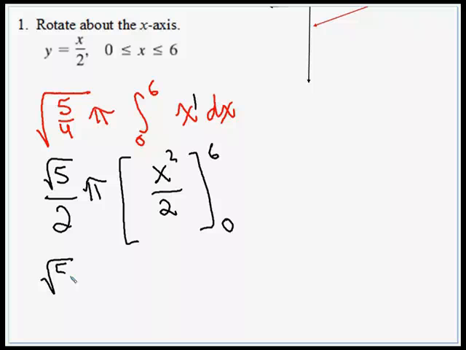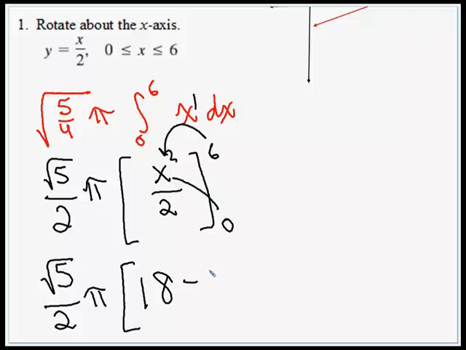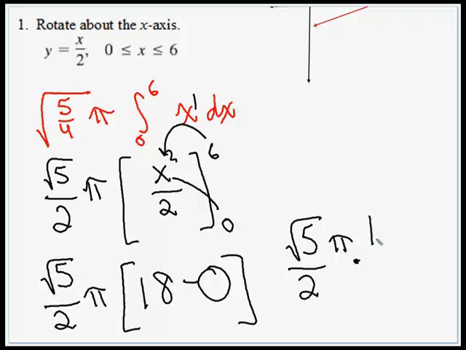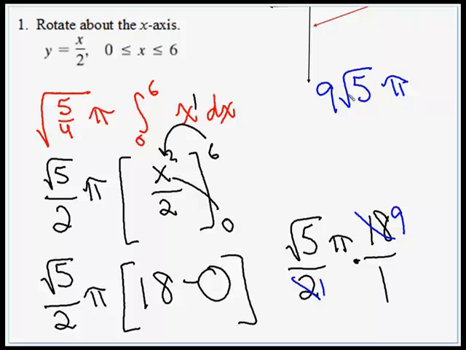Root 5 over 2 times pi stays. Plug in the 6. 6 squared is 36, divided by 2 is 18. And we plug in the lower limit 0. 0 divided by 2 is 0, so 18 minus 0. So what we're left with is root 5 over 2 times pi times 18 over 1. And we could reduce on the diagonal, divide out a 2. So we're going to get 9 times the root of 5 times pi. 9 pi times the root of 5.